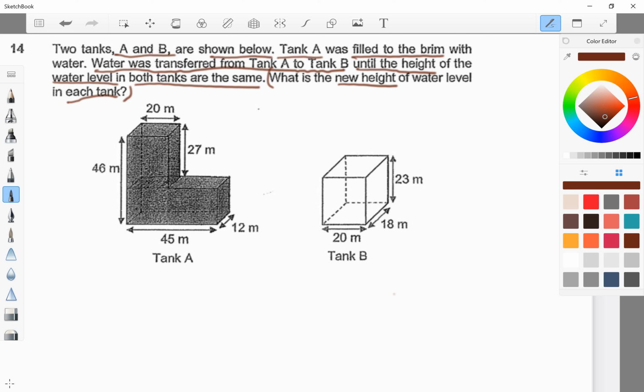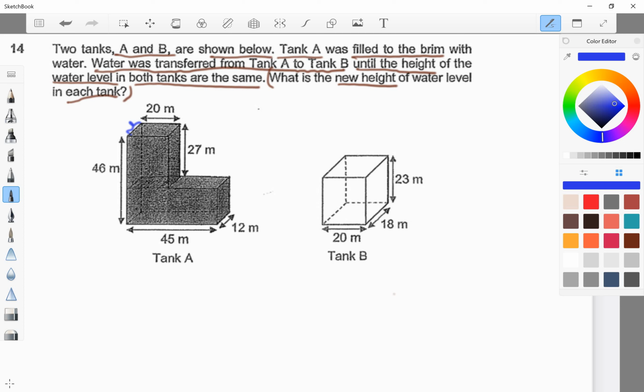First, we have to work out the volume of water in tank A. But before we do that, we have to be mindful of the dimensions of the tank, because this is a special container that is L-shaped. So first we have to deal with this top part, which I will call the chimney. The way the diagram is drawn, you may be misled to think that the top part is actually a square, but it isn't.